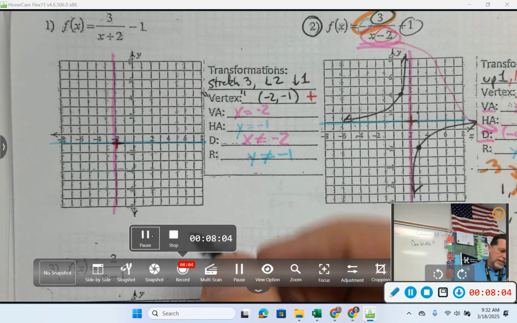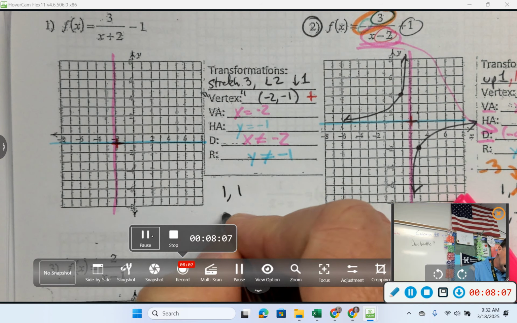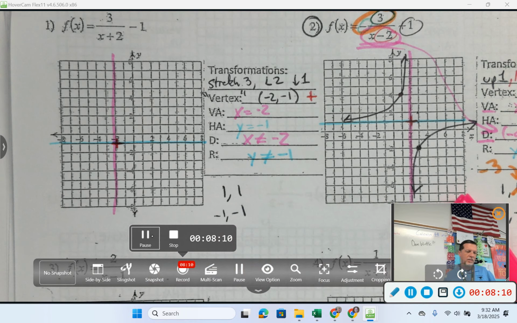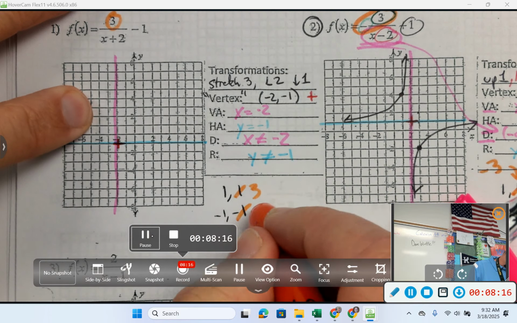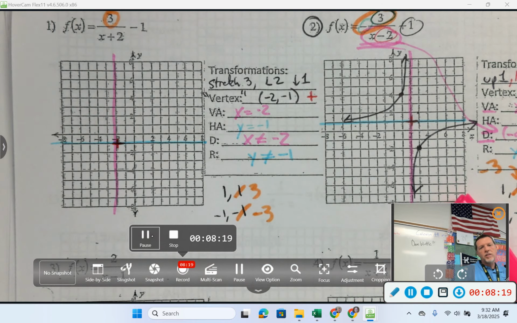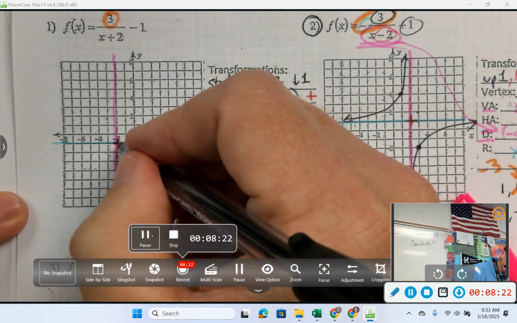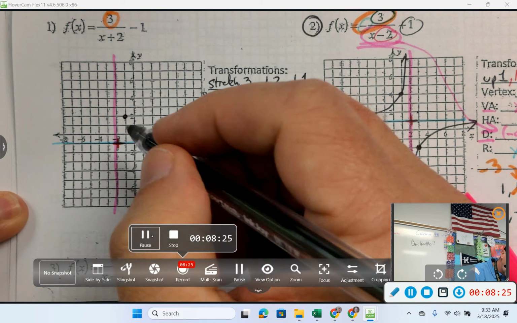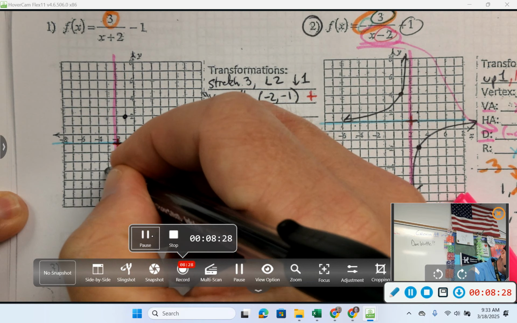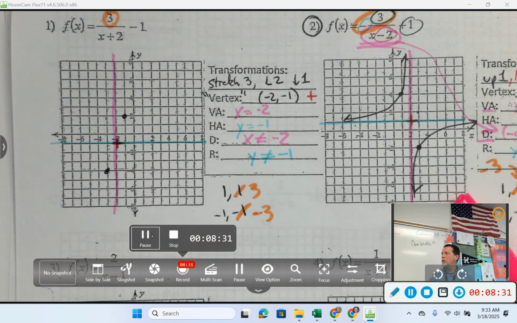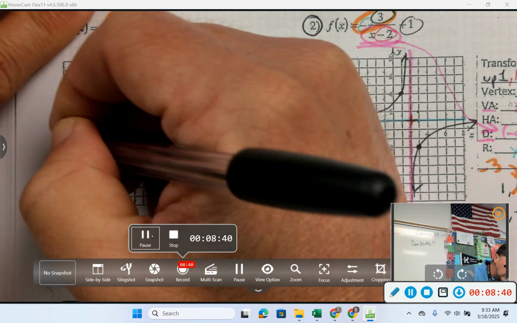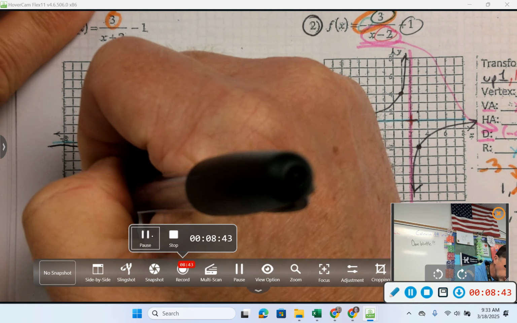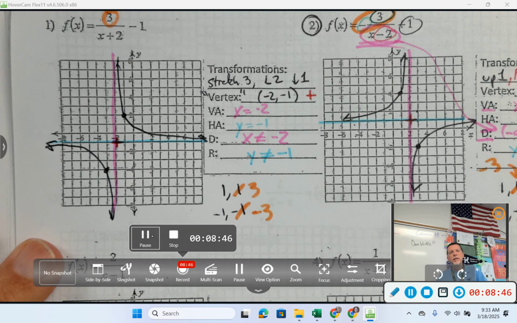Okay. Now I just need to worry about this stretch. I saw this on a bunch of papers walking around. So you take that multiplier out front and multiply the y values to accomplish the y stretch. So 1, 3 and -1, -3. Again, from the new origin, not from the real origin, but from your shifted origin. And then use the asymptotes. So you get closer and closer to each asymptote. And there's my picture.